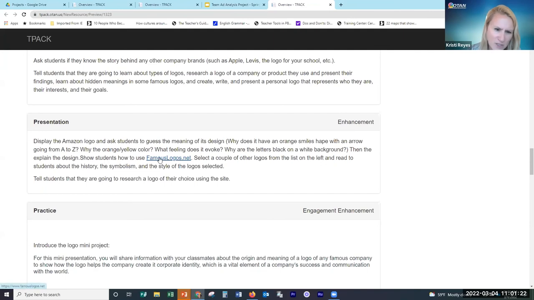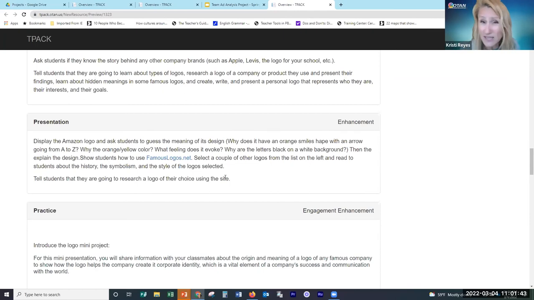And so I demonstrate how they use this, and then they go find a logo of a product, a company, or anything that they like, and they fill out their slide on a shared slideshow, their slide, they put in the logo, and they find some information about the logo. So who established it?